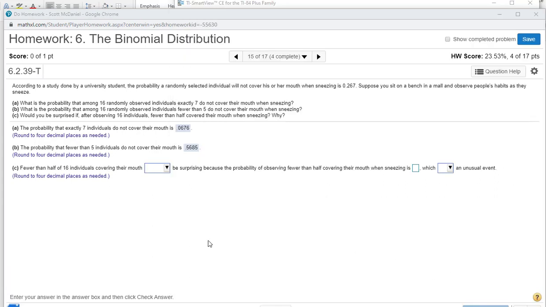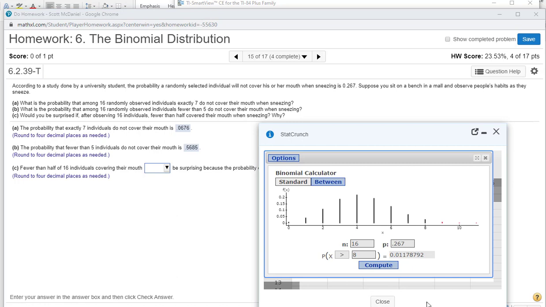So part C, fewer than half of the 16 individuals covering the mouth, would or would not be surprising? Because the probability of observing fewer than half covering their mouth when sneezing is something. So let's think about this. This is a little tricky to think about, right? Because they've kind of switched it on us a little bit. Because here it's saying fewer than half covering their mouths. And they gave us the probability of not covering their mouth. So here I'm actually wanting greater than half who are not covering their mouths.